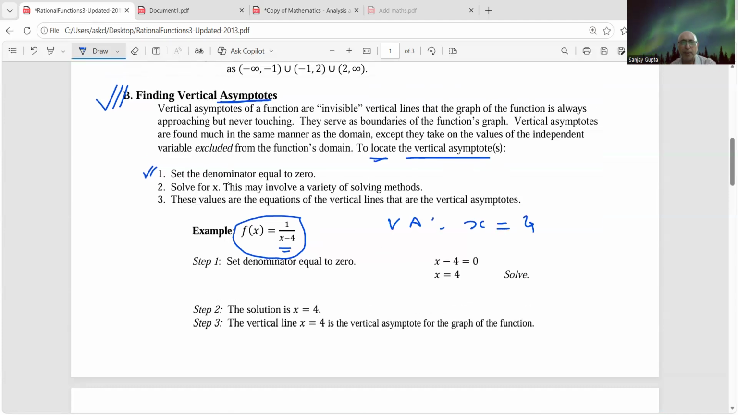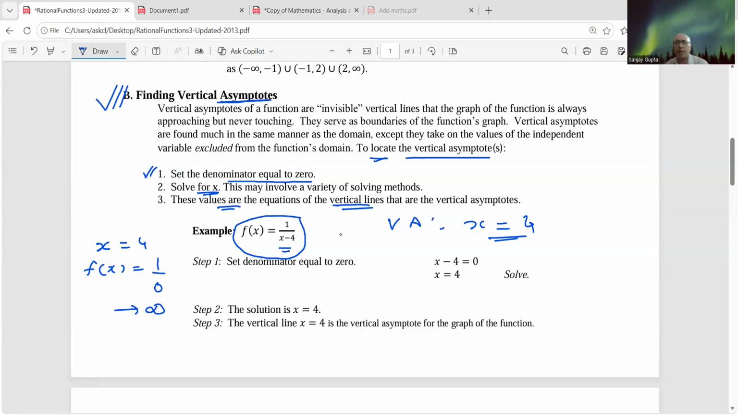So the rule, or the steps, are: set the denominator equal to 0, solve for x, and whatever you solve x for, let's say x equal to 4 here, then x equal to 4 becomes the vertical asymptote, because it's a vertical line parallel to the y-axis. If you look at the essence of it, it means that when x is equal to 4, f(x) will become 1 over 0, which means it will go towards infinity. And infinity can never be touched. That is why the graph will never touch this.